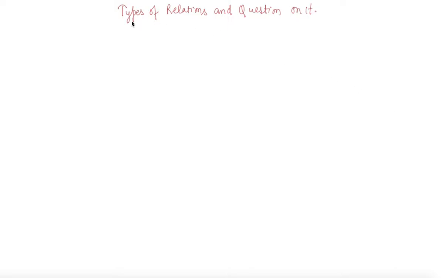So in today's lecture we will discuss some types of relations and questions based on it. As we have discussed two definitions of relation, like what is universal relation and what is empty relation, in our previous lecture, now we will discuss reflexive, symmetric and transitive definitions. Okay, so I am starting with definition number 3. Definitions number 1 and 2 we discussed in the previous video, students.